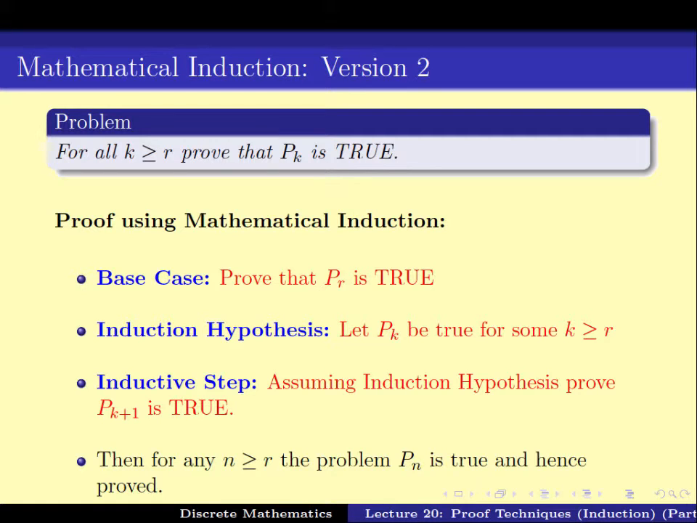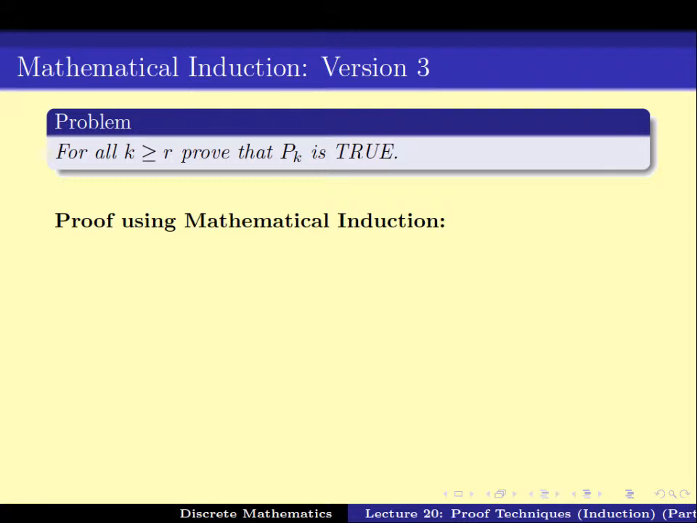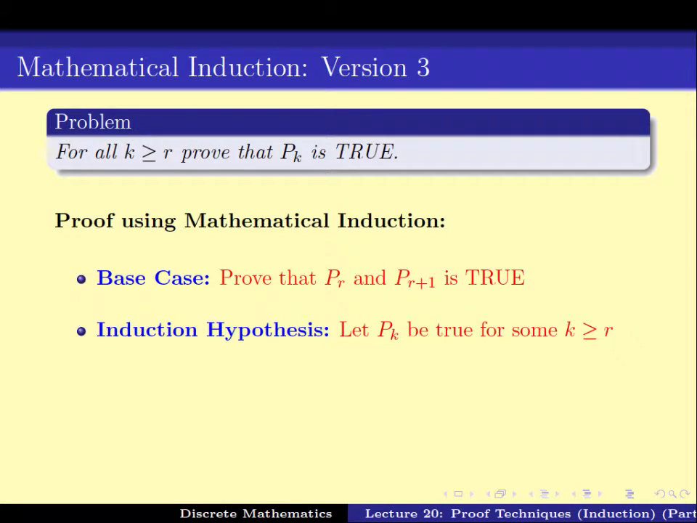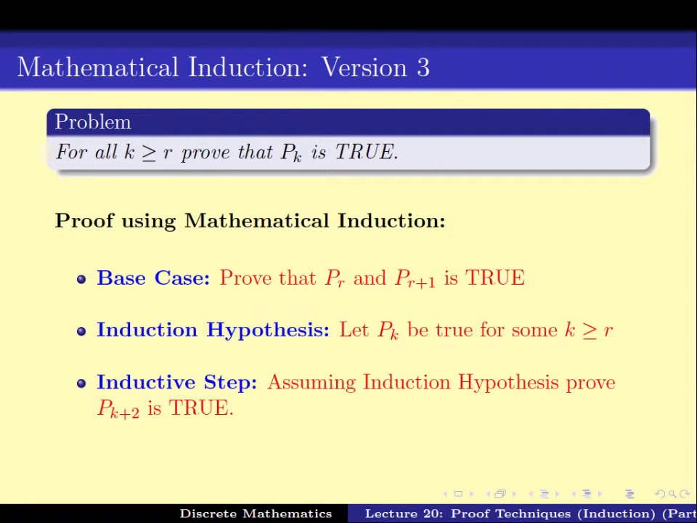Now sometimes proving that Pk is true implies Pk plus 1 is true might not be that easy. We might be able to prove Pk is true implies Pk plus 2 is true. That might be an easier step to prove. And when that happens, we have to have a different version. This version says that first we have to prove Pr and Pr plus 1 are true. And for any Pk, if we assume that it is true, then prove that Pk plus 2 is true. And this would take care of all the points.